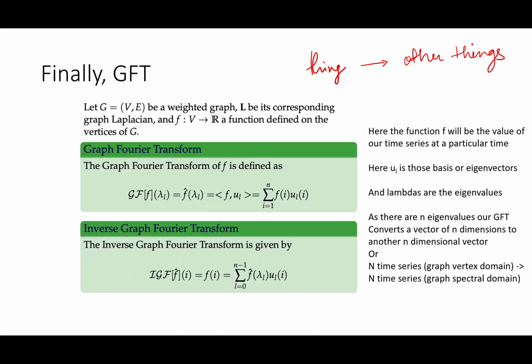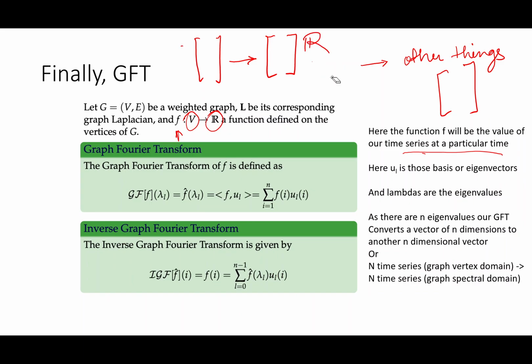We have a function f on a graph, a function from all vertices to a real valued vector. And in this case, our function f will be the value of a time series at a particular time. So a function f looks like this: it takes vertices 1, 2, 3, 4 up to V and goes to a V-dimensional real valued function. Okay, so that's what our function is.